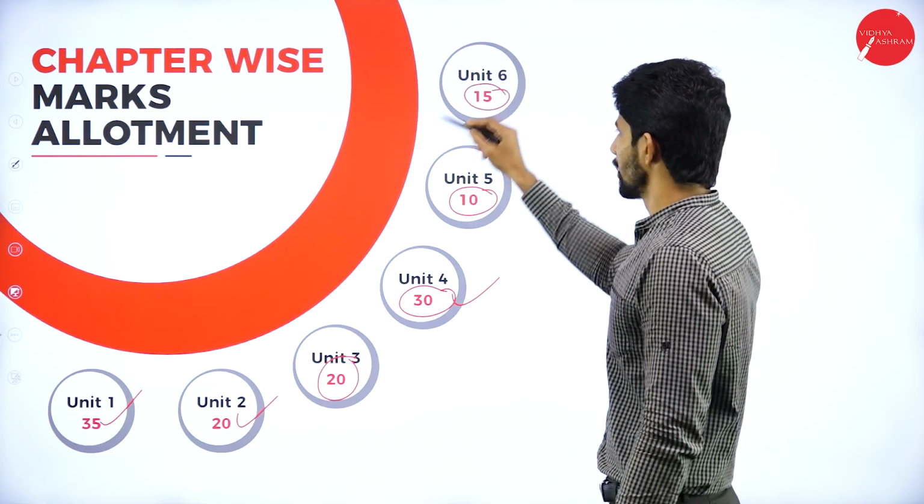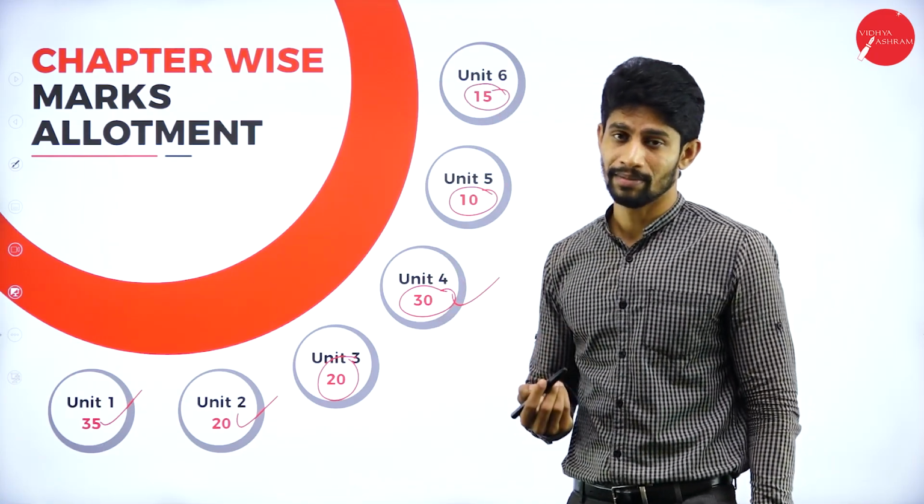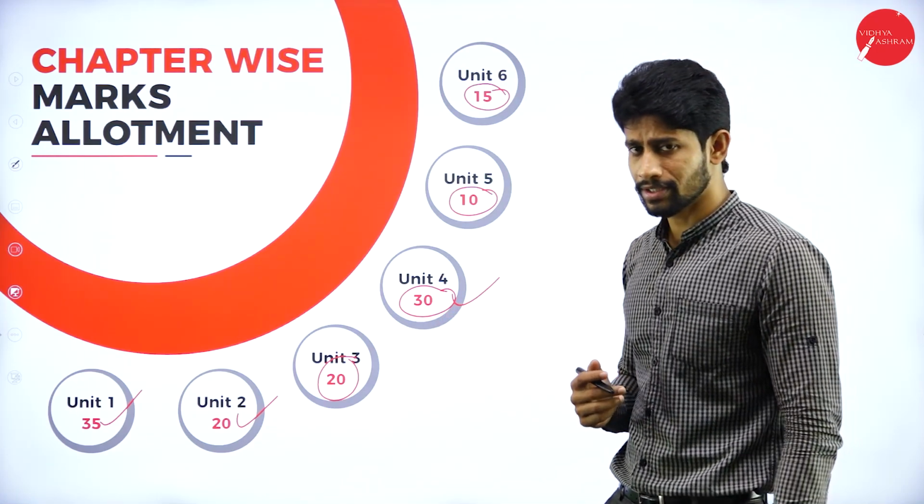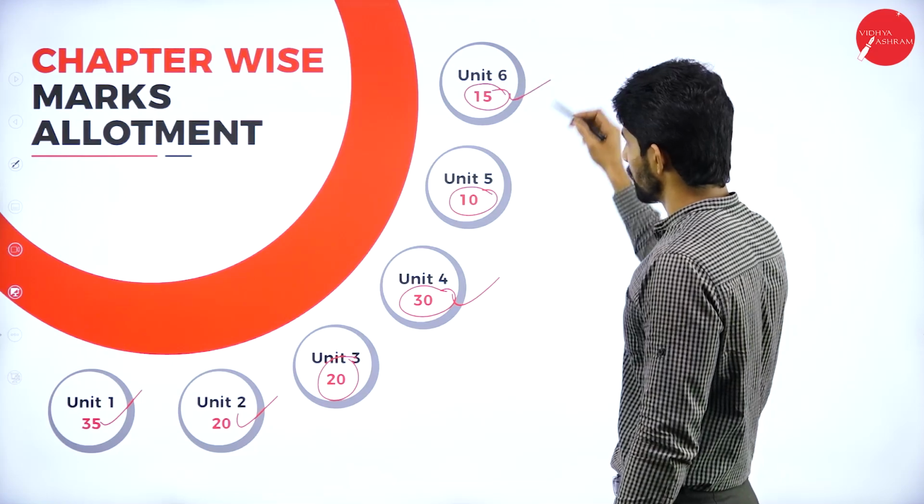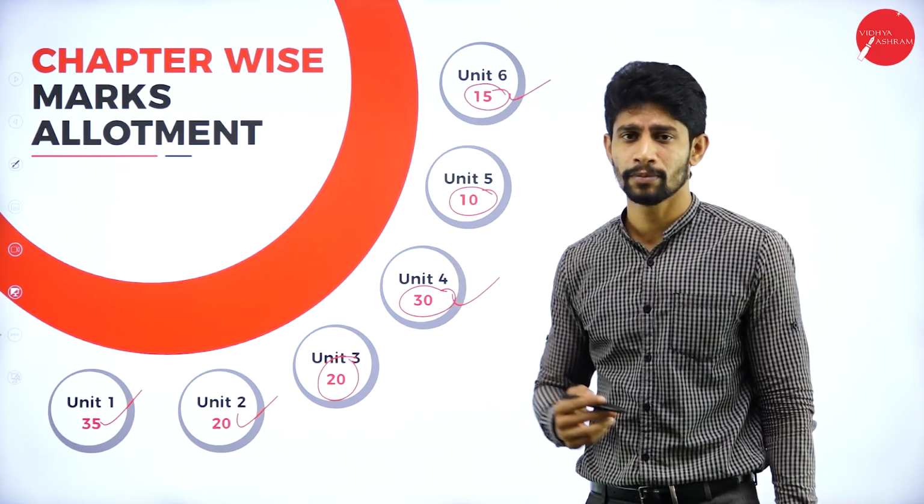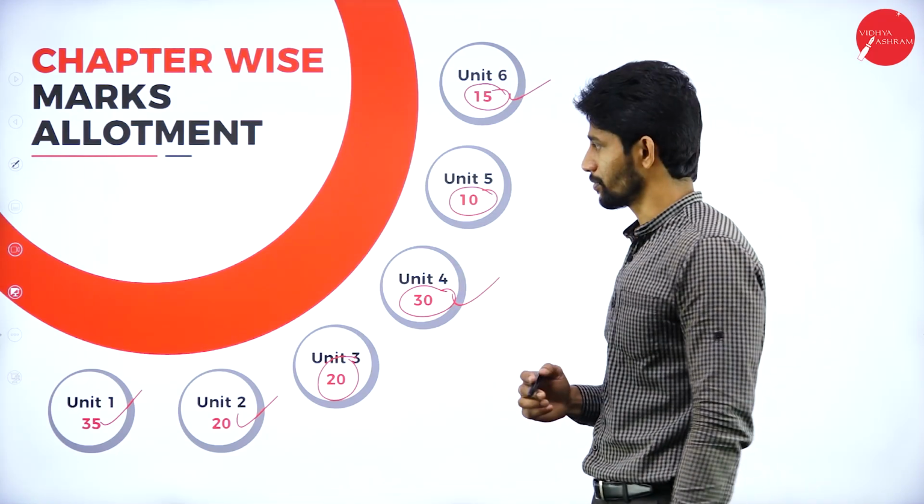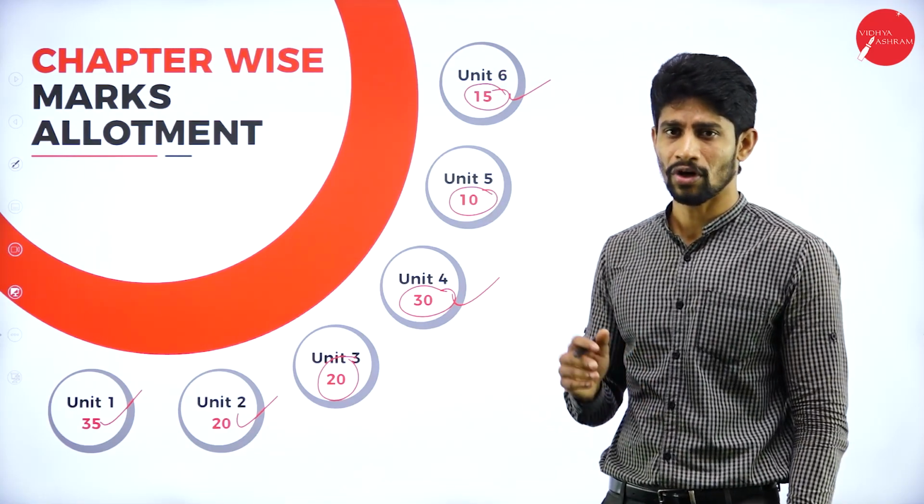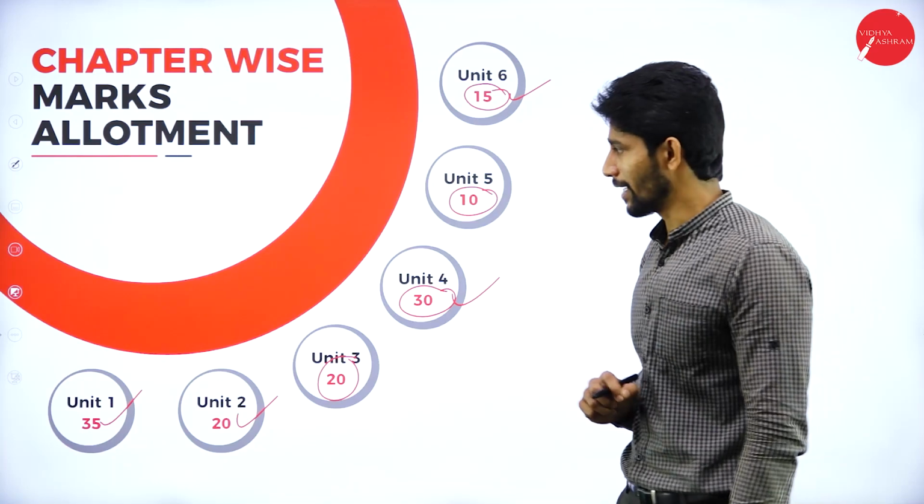Next, unit 6, questions will be asked for 15 marks. So here also you need not worry much about unit number 6 because only 15 marks will be asked. But for knowledge purposes, you have to study the concepts. So this is how the marks are allotted on a chapter or unit basis in your main exam.